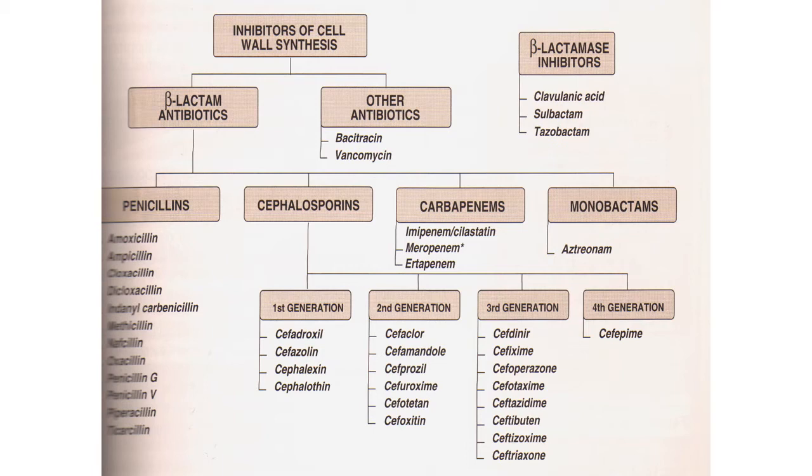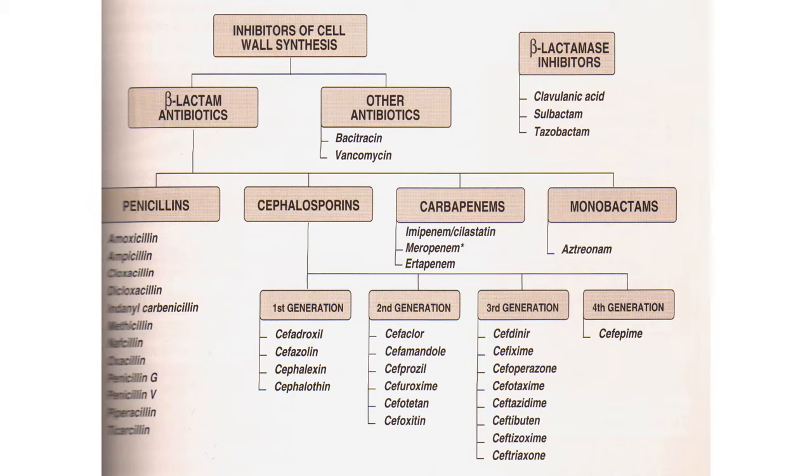The other group of the beta-lactam antibiotics is carbapenems. Carbapenems include three members right now. The first one is imipenem. Imipenem is not used alone, but should be used with cilastatin, and we will explain why. And we have meropenem and ertapenem. The fourth group of beta-lactam antibiotics is monobactam, which includes one antibiotic, aztreonam. Now, the other antibiotics that inhibit cell wall synthesis other than the beta-lactam group: we have two antibiotics, bacitracin and vancomycin.